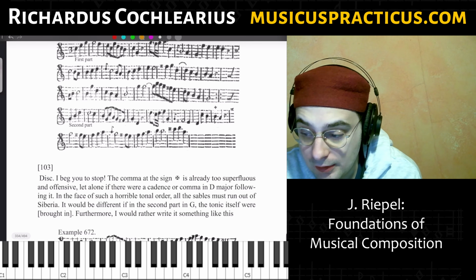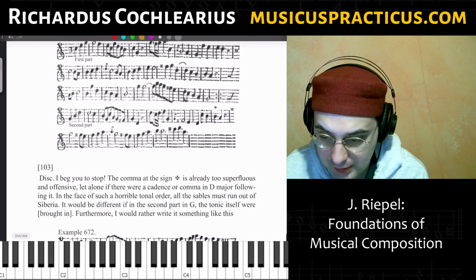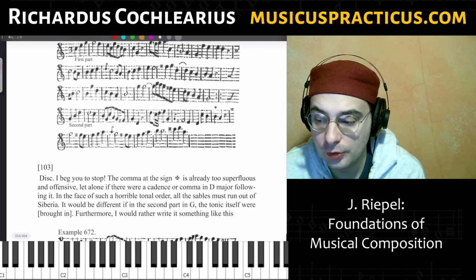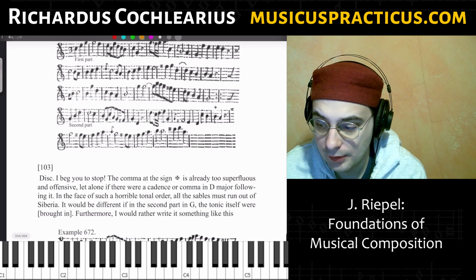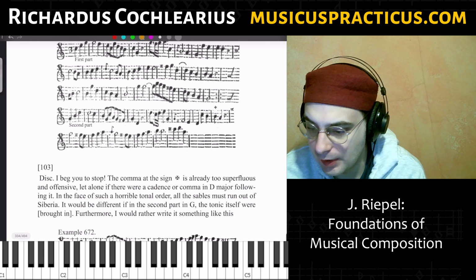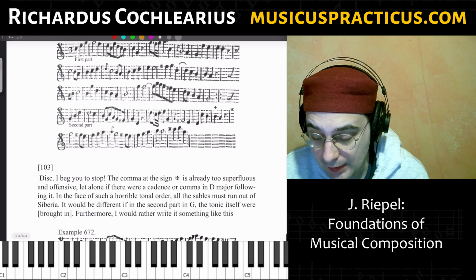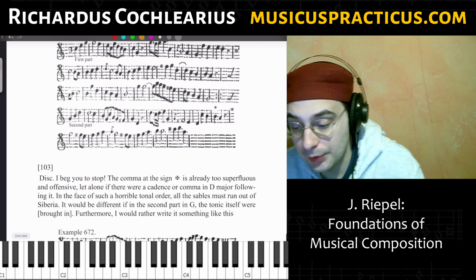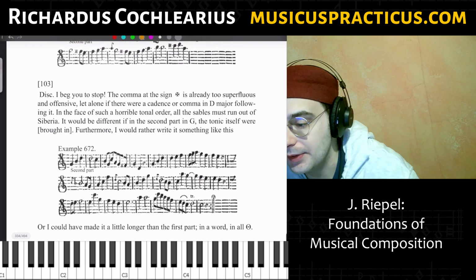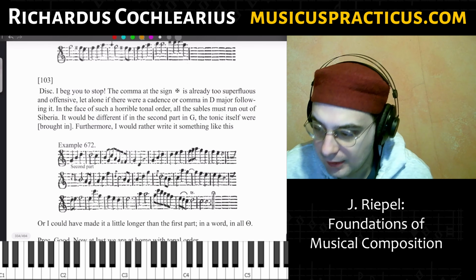Let alone if there were a cadence or comma in D major following it. In the face of such horrible tonal order, all the sables must run out of Siberia. It would be different if in the second part in G the tonic itself were brought in. Furthermore, I would rather write something like this. The second part.